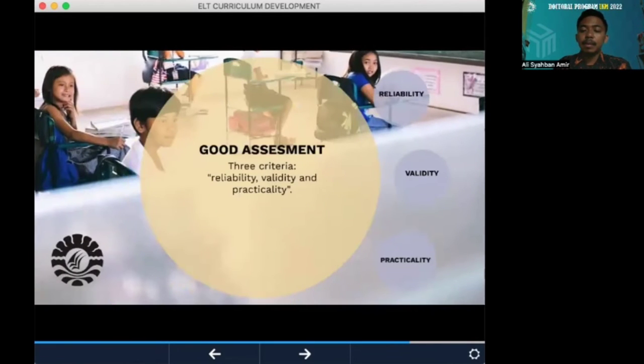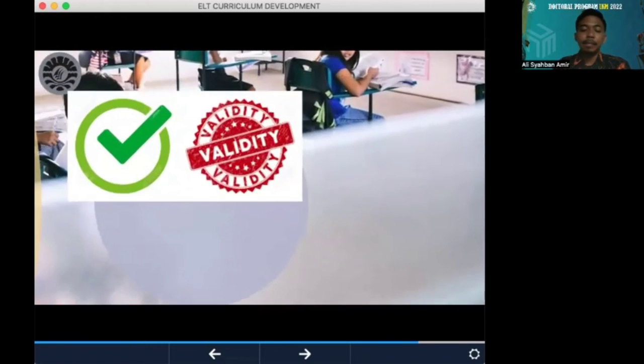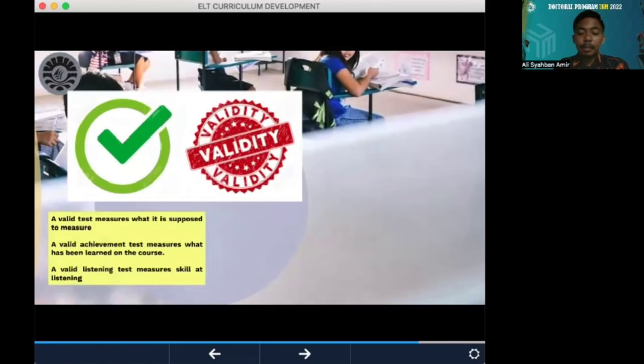So that is about reliability, and then we move to the next, validity. A valid test measures what it is supposed to measure. That is the first keyword. The next keyword is a valid assessment test measures what has been learned on the course. And the next is a valid listening test measures skill at listening. So those are the points.